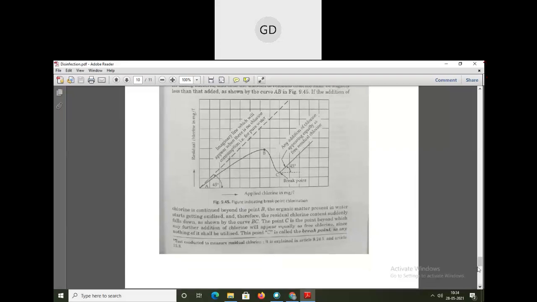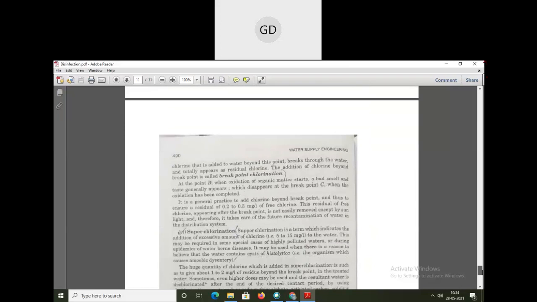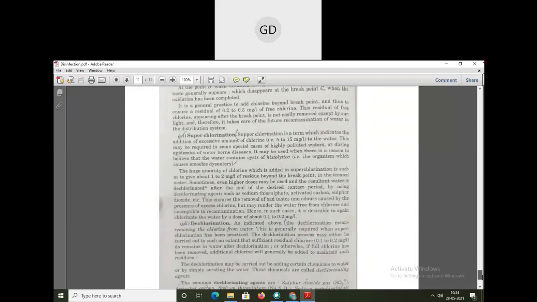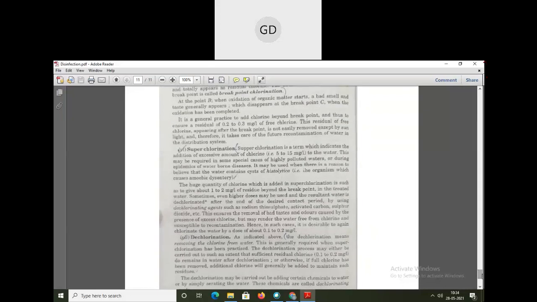Okay, next we come to superchlorination. So what is superchlorination? It is a term which indicates the addition of an excessive amount of chlorine to the water. So what is the dose of excessive amount of chlorine that is added to water?